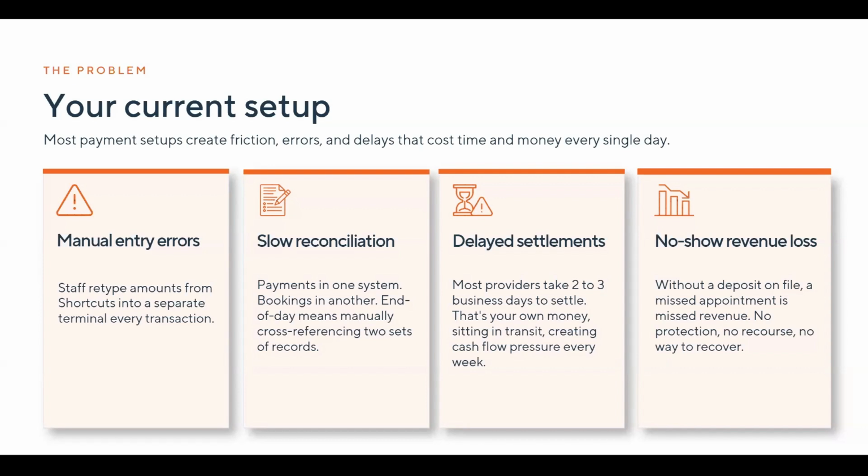Slow reconciliation. Payments in one system, bookings in another. End of day means manually cross-referencing two sets of records. Maybe you're printing out the trading summary. Maybe you've got a separate spreadsheet. Maybe you've written it all down. Maybe you're simply taking all of your merchant copy card receipts. Maybe you're printing out a Z reading.